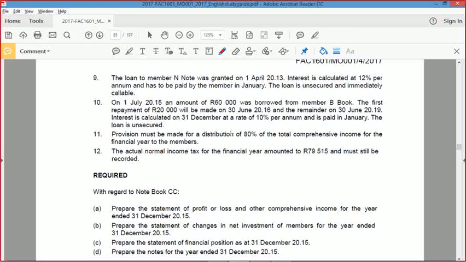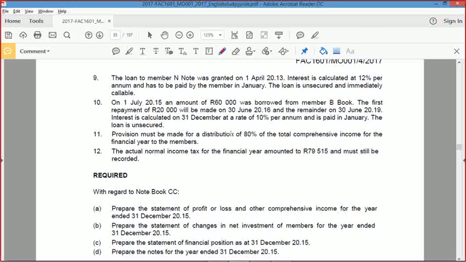Callable, okay, all right. Okay, so number 9, I think it's a drawing. No. Keep it simple. What words stand out? Loan. Loan to member. What is a loan to member account?